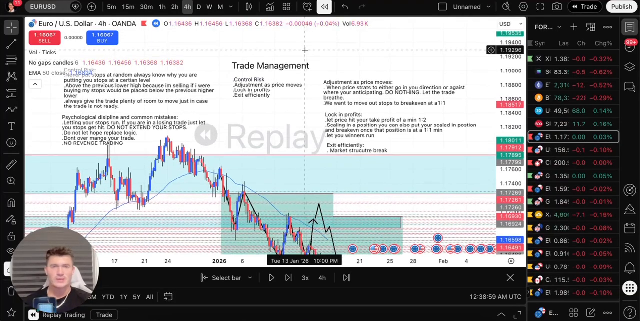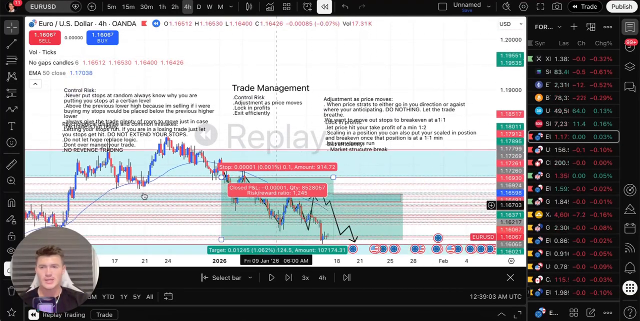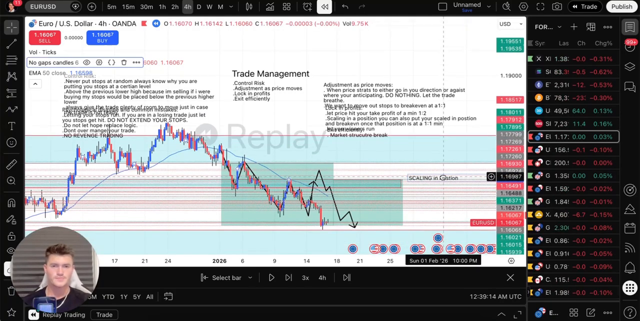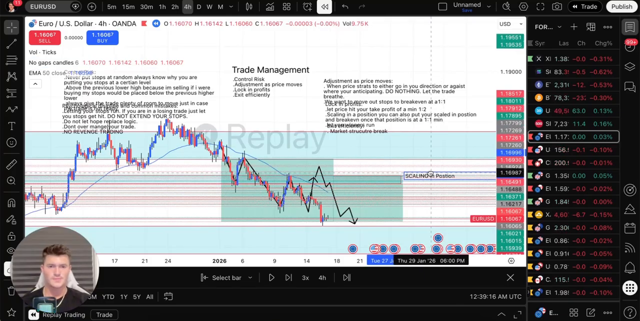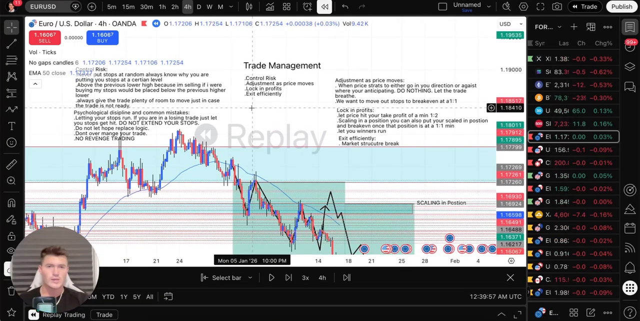I want to get this trade in here too. That's also scaling in a position right here. I'm going to put it right here. Scaling in position. Right here. Remember that there is more risk when scaling in a position. But other than that, I hope you guys enjoyed that lesson on trade management.